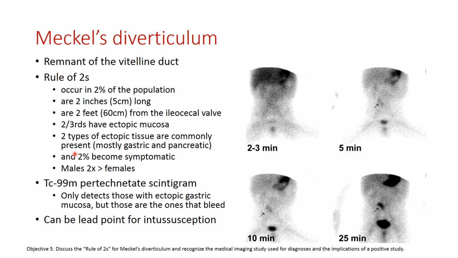2% of Meckel's diverticula, remember only 2% of the population has it, but in 2% do Meckel's become symptomatic. And males are twice as likely to get these as females. Now, we can't really see Meckel's diverticula on CT scan, on barium swallow, or barium small bowel follow through, any of those. But where we can see some Meckel's diverticula is on nuclear medicine imaging.